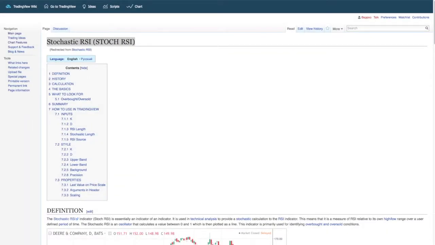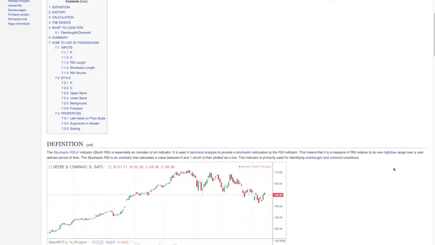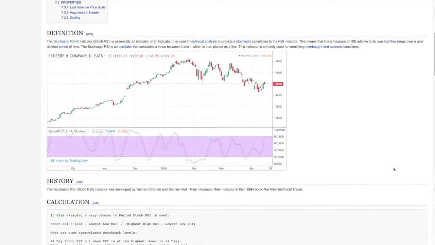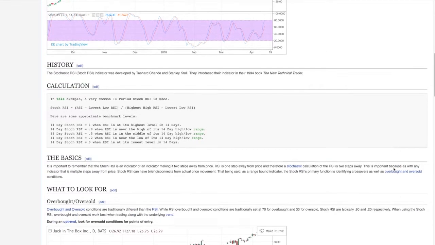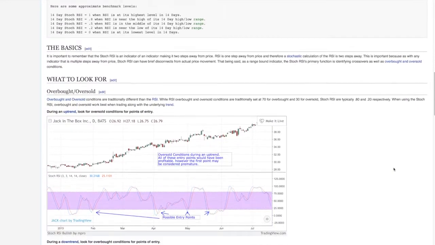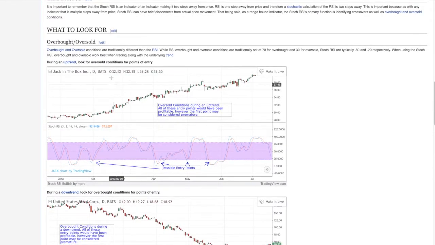So in this video we're going to look at how the stochastic RSI indicator can be used to show entry and exit points, and how we can set up alerts to make the most of those when trading automatically with the execution trading bot. So if you first take a look at the Tradingview wiki and search for stochastic RSI, then you can see you get an excellent definition of what that indicator is all about. So I'd recommend you go there, have a look at that, and just understand how the indicator works, and pay particular attention to this, what to look for.